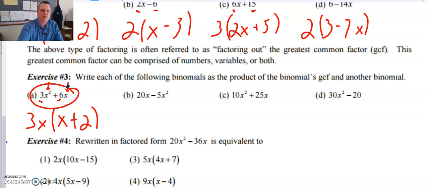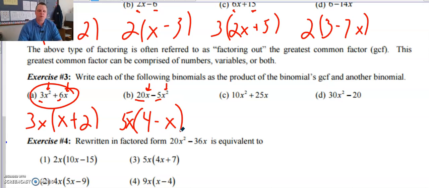Letter B, the 20 and the 5, I could take out a 5, 1x, 2x, so I could take out an x. And I am left with 4 minus x. So that way, if you redistribute, you are back to the original binomial. So you have your 20x minus 5x squared when you redistribute.